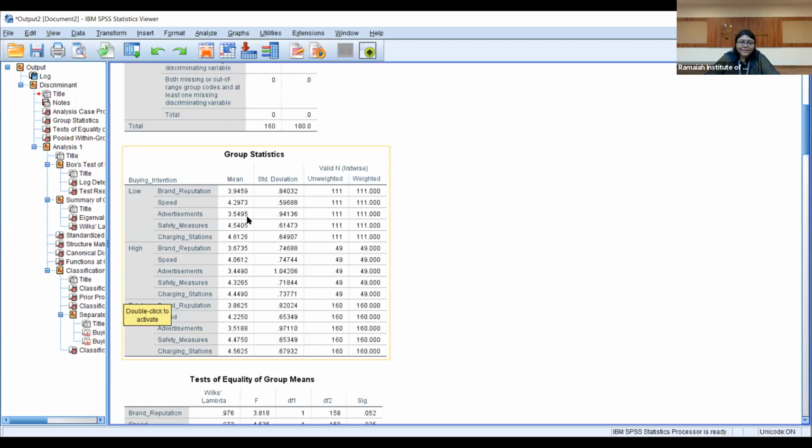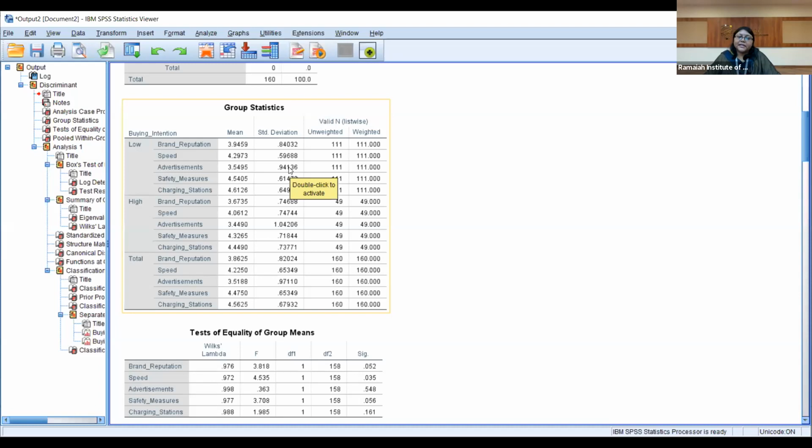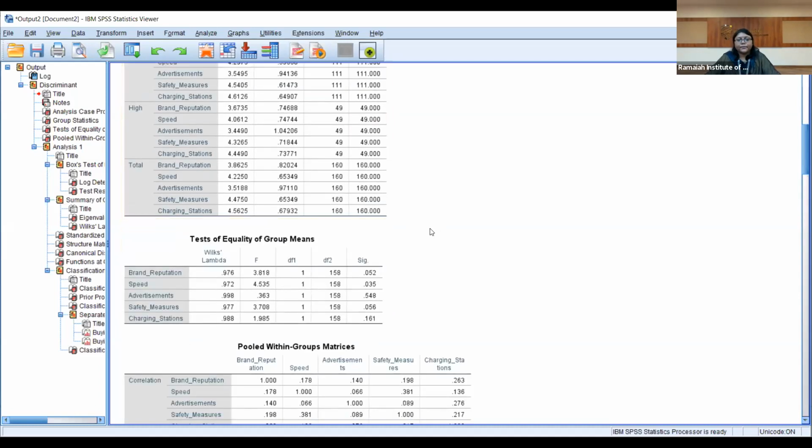Now I think the same with all other variables, speed, advertisements. Here the values are more accepting of advertisements. The advertisements value is 3.44 here, and in low it is 3.54. So you have an interpretation based on this group statistics.